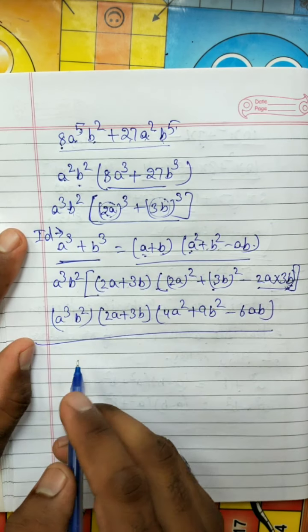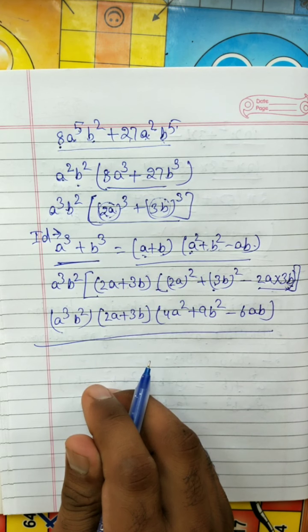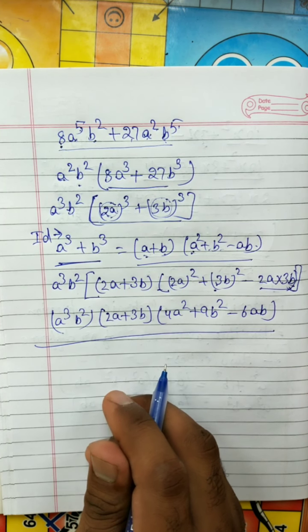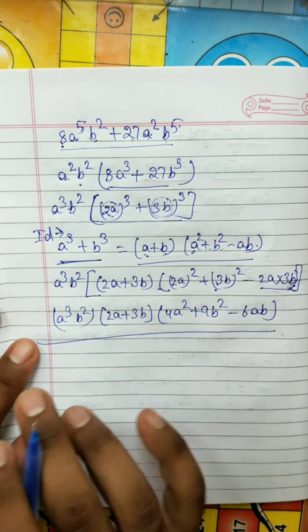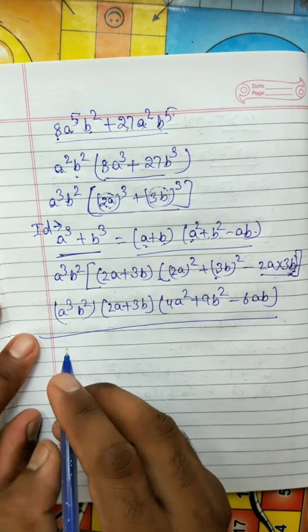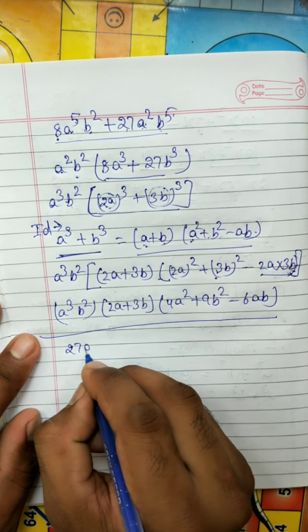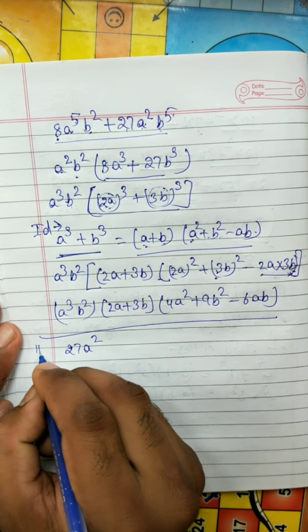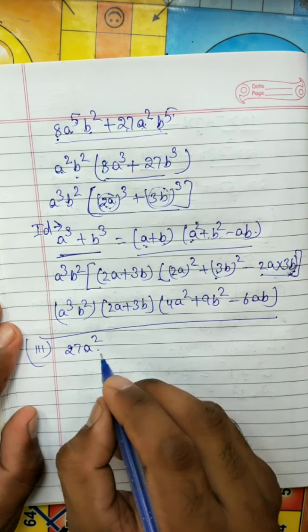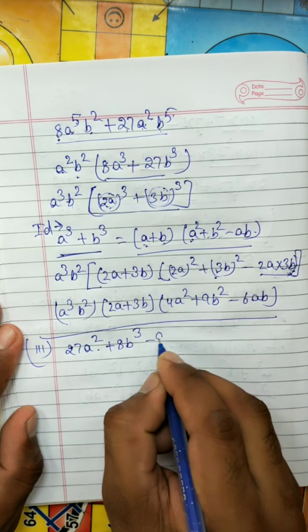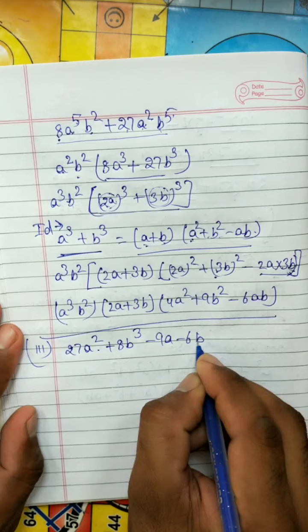I am taking the third part. Third is different, otherwise up to eighth question, eighth part, seventh question, eighth part, you can do all the questions in this way. Only the third question is a little bit different, not much different. 27a cube, third part I am taking, that is plus 8b cube minus 9a minus 6b.